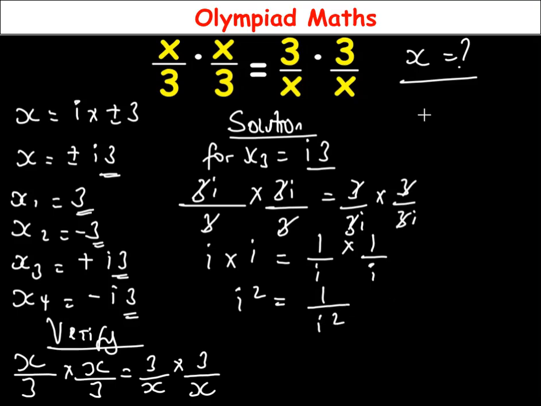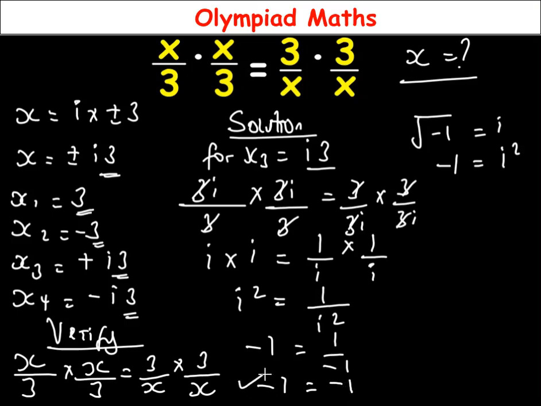At this junction, square root of minus 1 is equal to i. So with this, minus 1 is then equal to i squared, right? So i squared is then equal to minus 1, which equals 1 over minus 1. Now minus 1 is equal to 1 over minus 1 is equal to minus 1. As you can see, what you have on the left hand side equals what you have on the right hand side. So therefore, the value of x3 as 3i satisfies the equation.